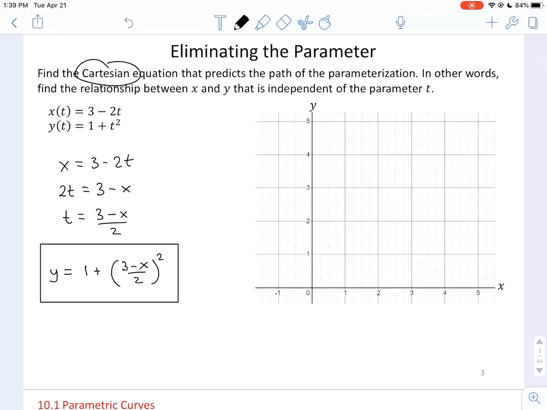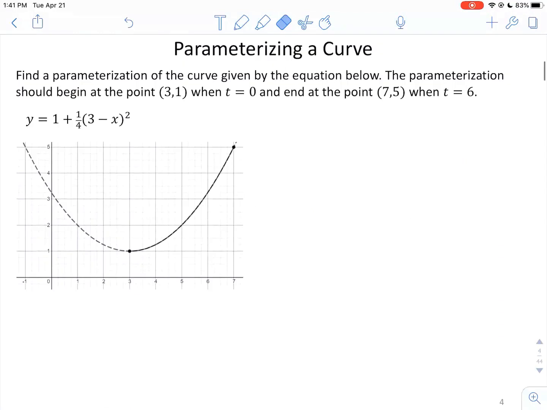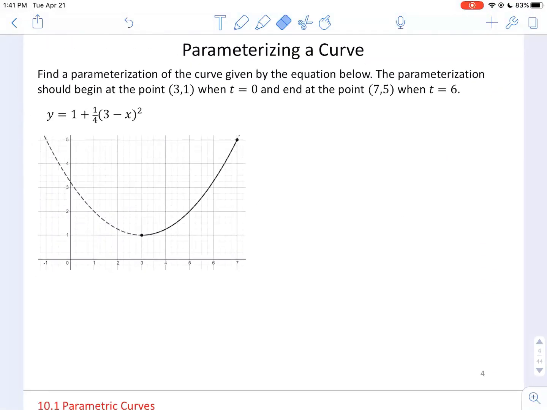When I use the word Cartesian, it means that we're talking about x as horizontal followed by y, which is vertical. And of course, when we graphed it, there's a parabola that went through the points that we expected it to go through. Parameterizing a curve: find a parameterization of the curve given by the equation below. So here's a Cartesian equation, no time involved.